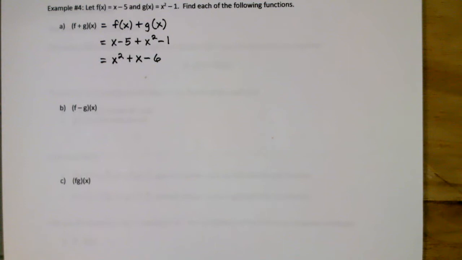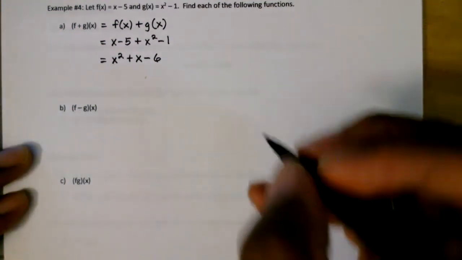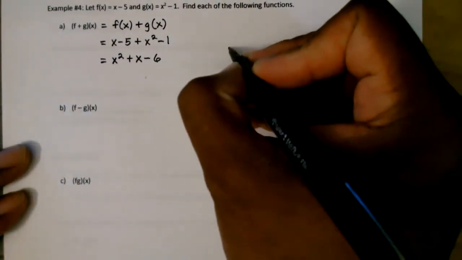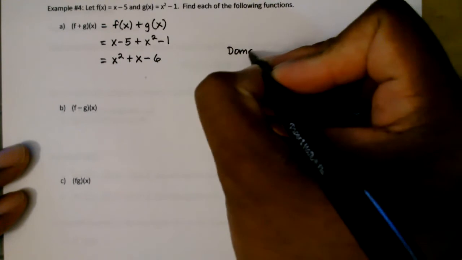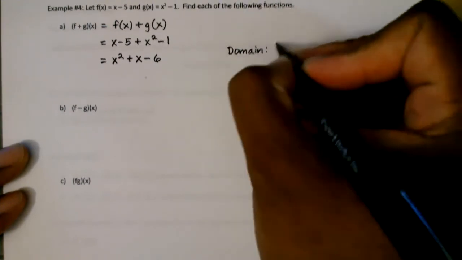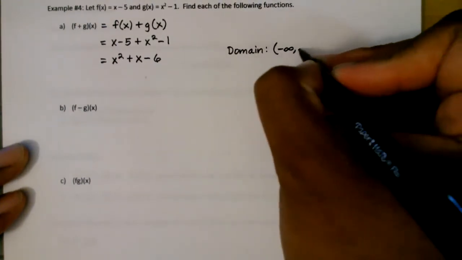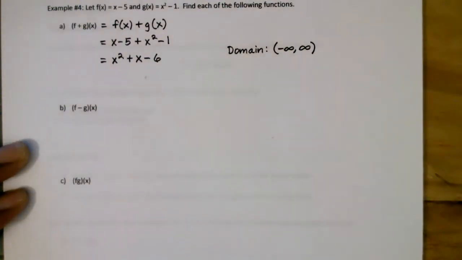And notice I'm writing them in descending powers, so x squared, then x, and then the constant. And of course, the domain, since it's a polynomial function, would be this, negative infinity to infinity.